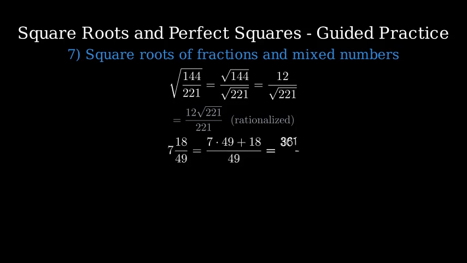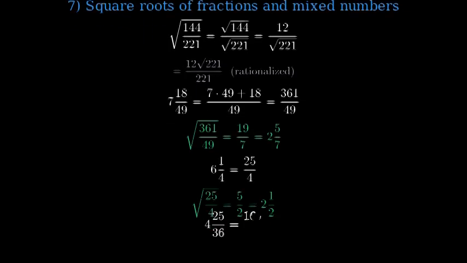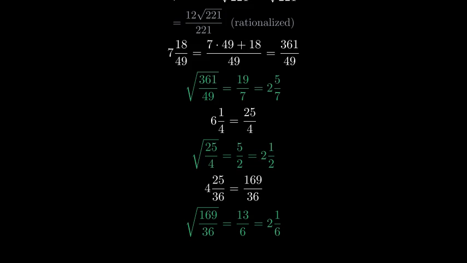Part 2. 7 and 18 over 49. Convert the mixed number to an improper fraction. 7 times 49 plus 18 equals 361 over 49. Now take the square roots to get 19 over 7, which is 2 and 5/7. Part 3. 6 and 1/4. Convert to 25 over 4. Then take the root to get 5 over 2, which equals 2 and 1/2. Part 4. 4 and 25 over 36. That is 169 over 36. Taking roots gives 13 over 6, which is 2 and 1/6.